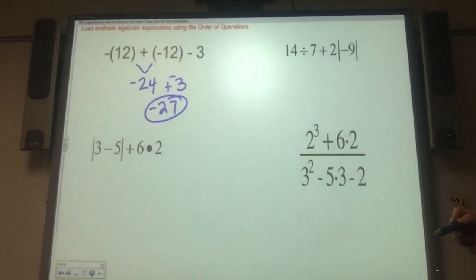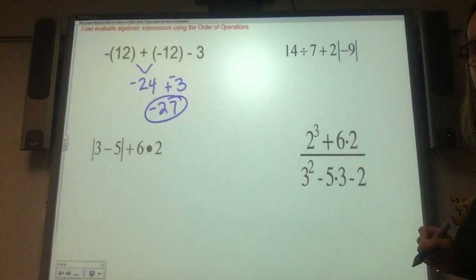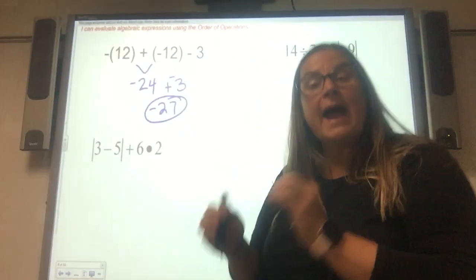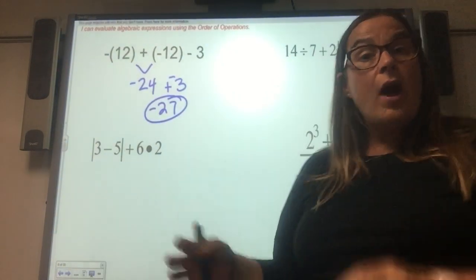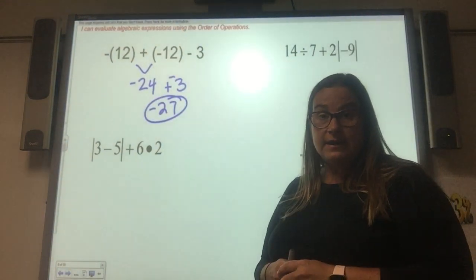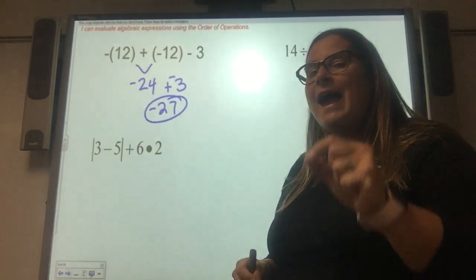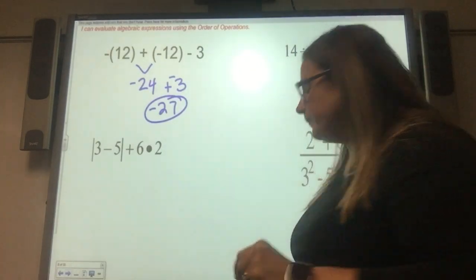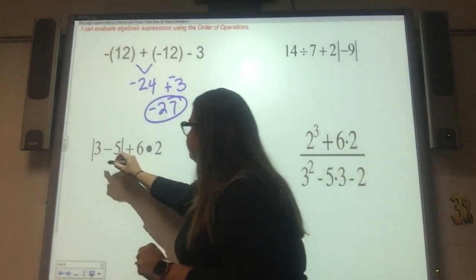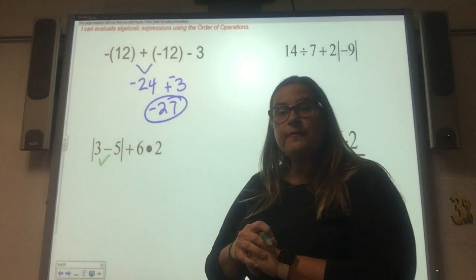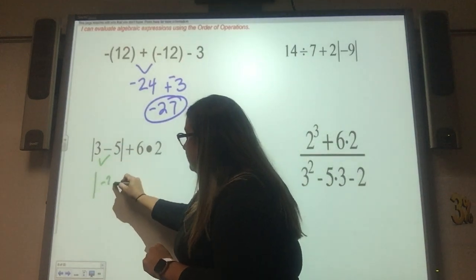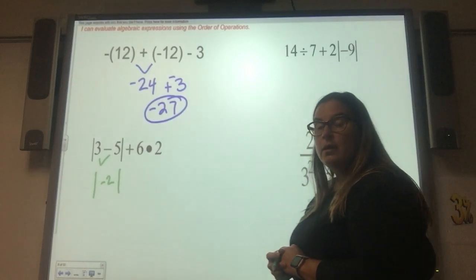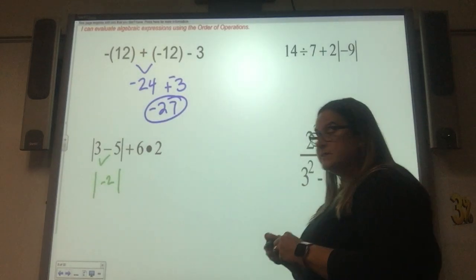With this next one, we're bringing in absolute value. Remember, absolute value means distance from 0. And so that quantity is always going to be positive. It's positive after you simplify it. So what I need to do here is I'm going to simplify 3 minus 5. And I'm going to keep those absolute value symbols until I get all the way down to the end.